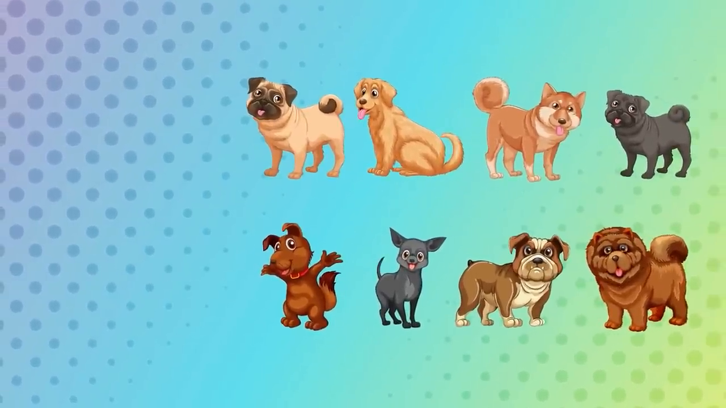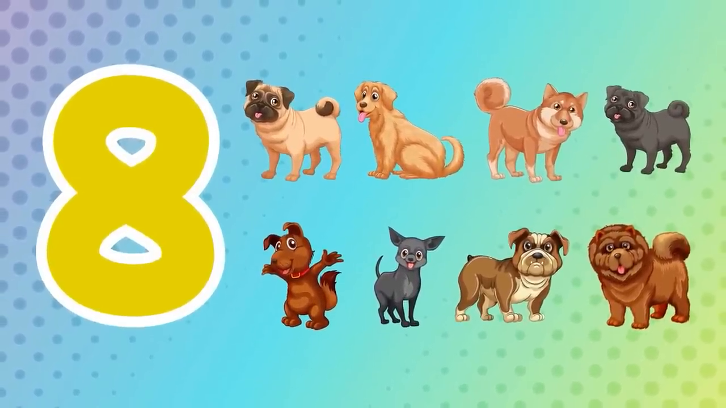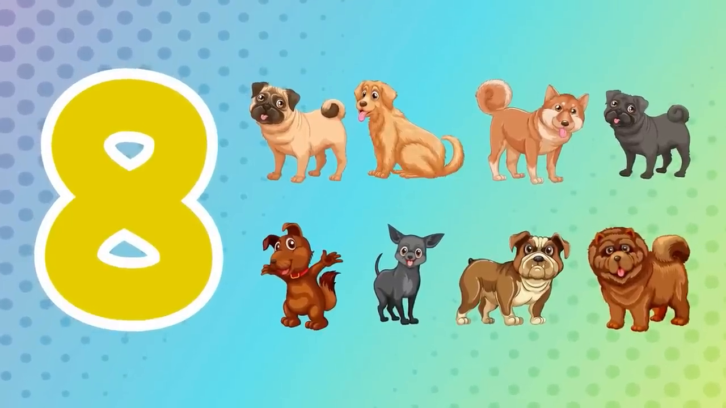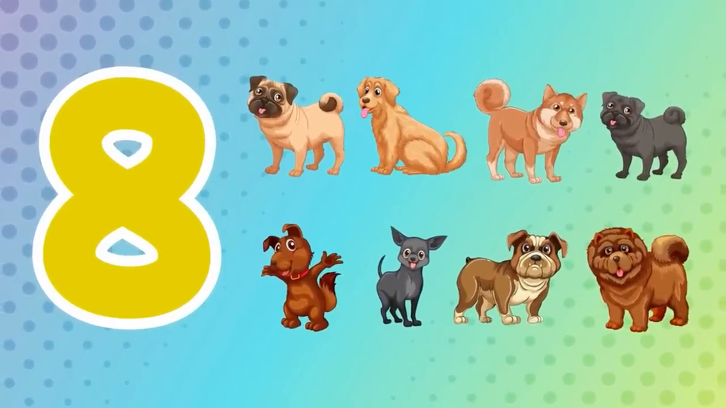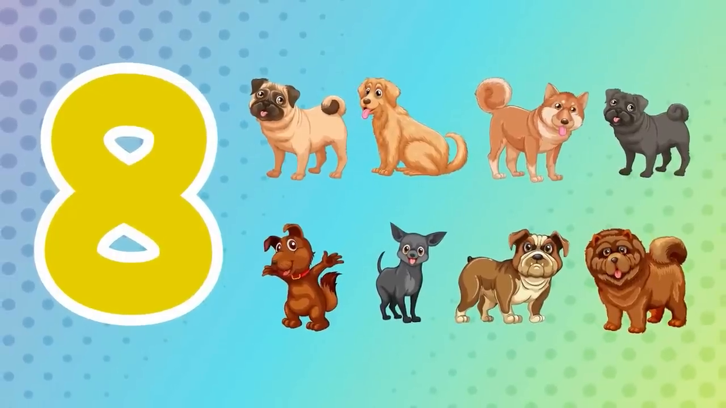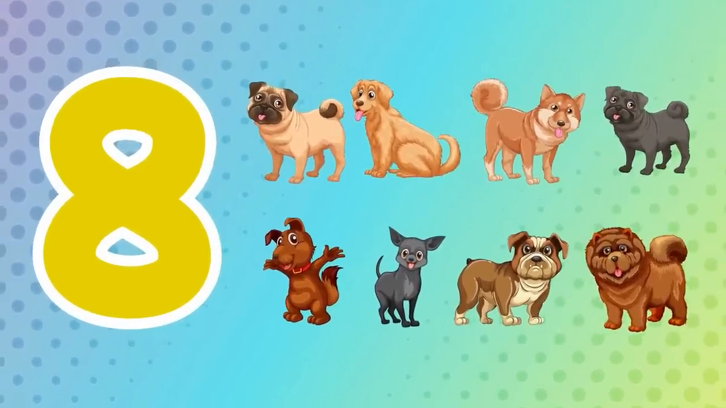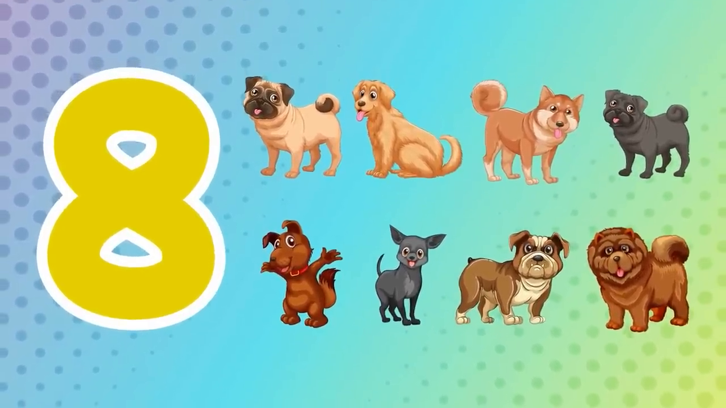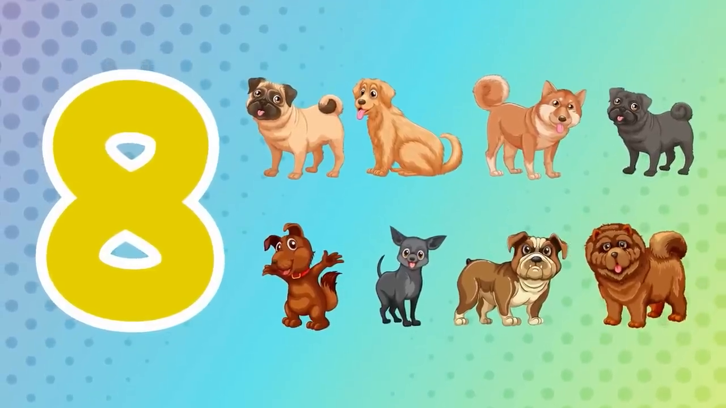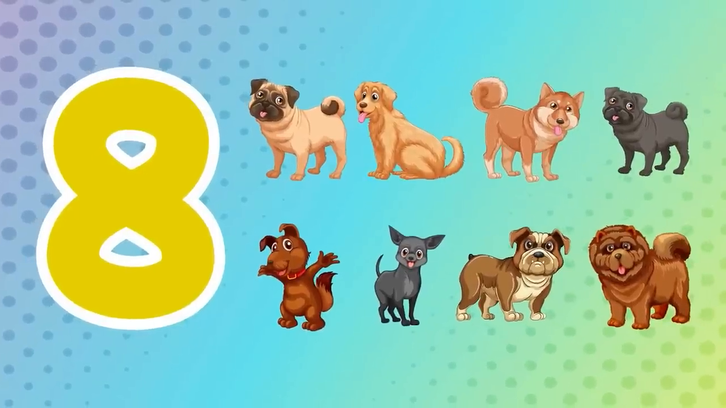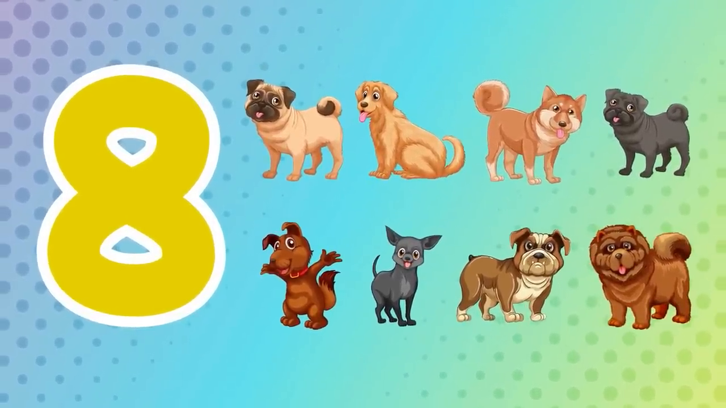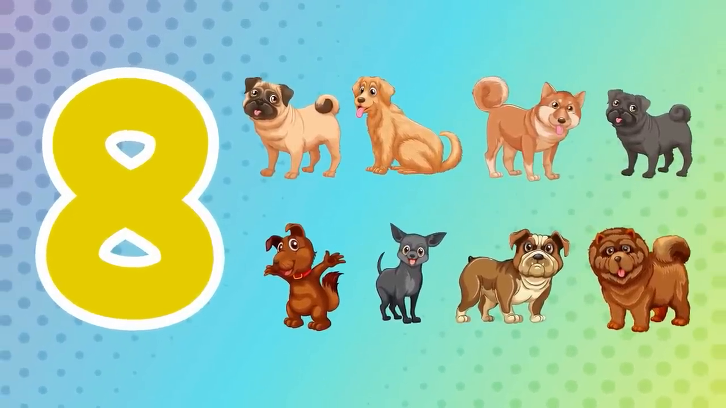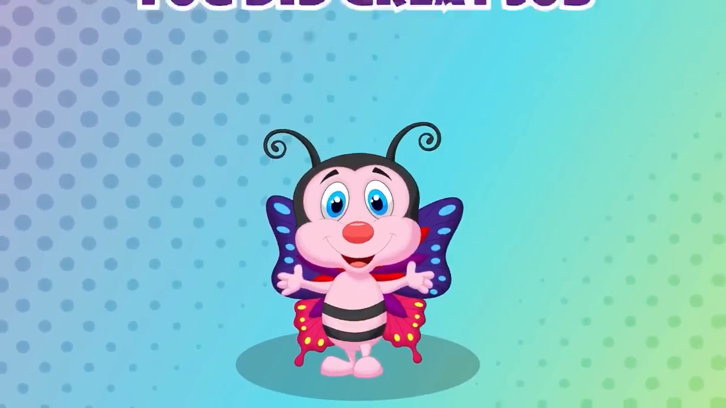How many dogs can you see on the screen? 8. 1, 2, 3, 4, 5, 6, 7, and 8. 1 dog, 2 dogs, 3 dogs, 4 dogs, 5 dogs, 6 dogs, 7 dogs, and 8 dogs. Are you ready to get set 8? Can you run to reach the gate? Wow, you did a great job.